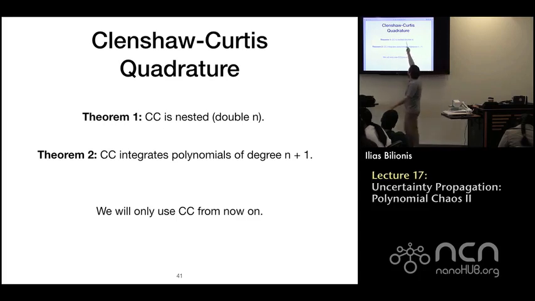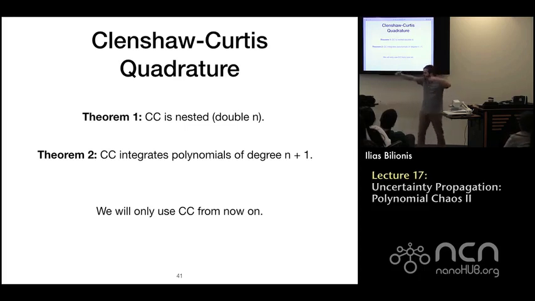First, the Clenshaw-Curtis rule is nested, but it's not nested if you go from n to n plus 1. If you go from n to n plus 1, you actually get completely different points. But if you go from n to 2n, the 2n rule contains all the endpoints and all the points in between. Okay? So now with the Clenshaw-Curtis rule, you can start with 2, then go to 4, then 8, 16, 32, and as you go along this sequence, you're going to be reusing the function evaluations along the way. So this is theorem number 1.